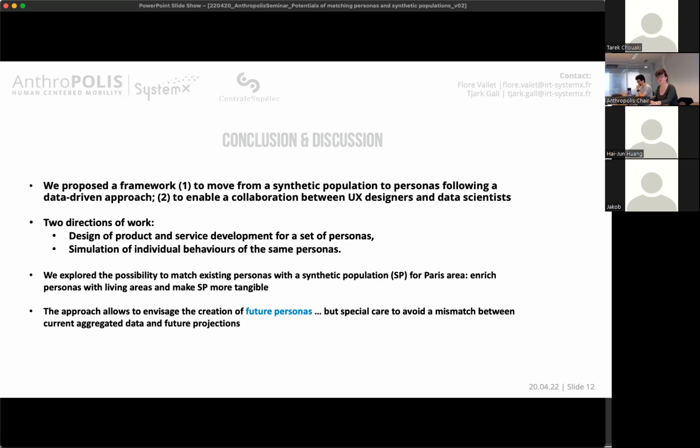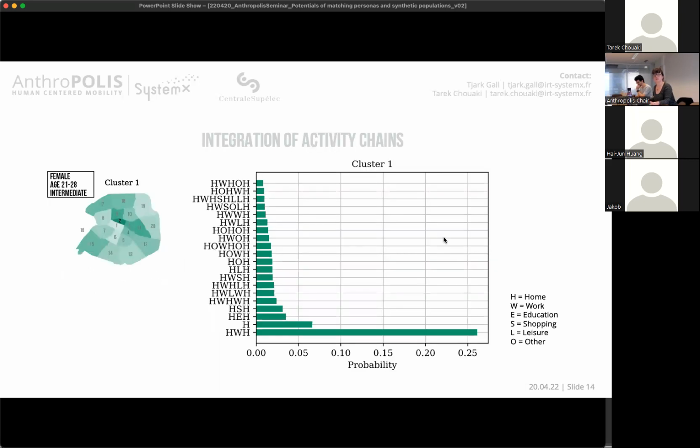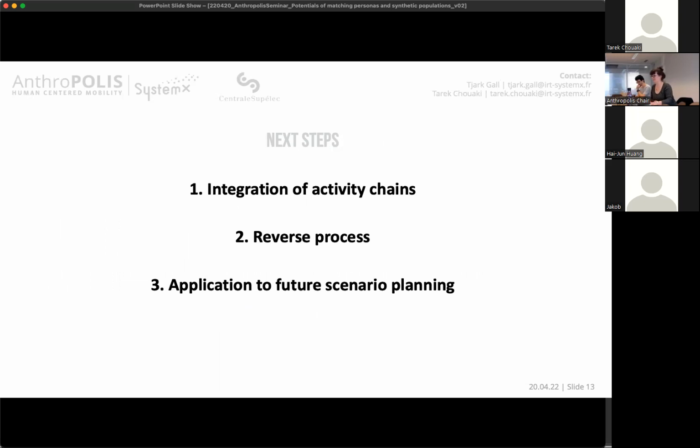So we are thinking of adapting that to build future personas, but being especially careful to avoid a mismatch, because as we saw, the synthetic populations are based on current aggregated data, or maybe data from 5 years ago or 10 years ago. And then when we make future projections, there could be a mismatch. So this has to be taken into account. And this leads us to the second part, which will be presented by Tjark.